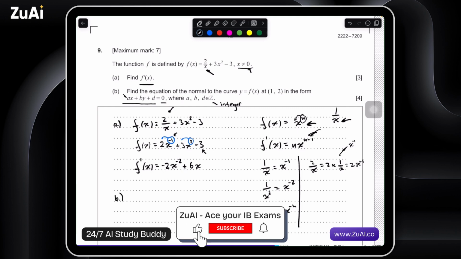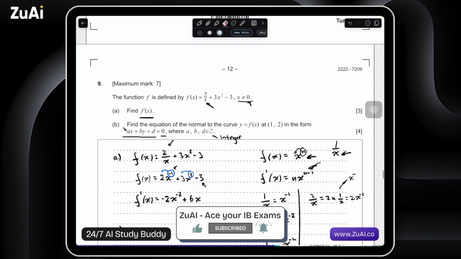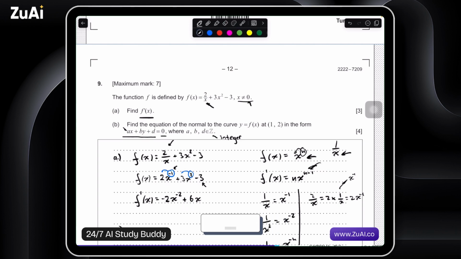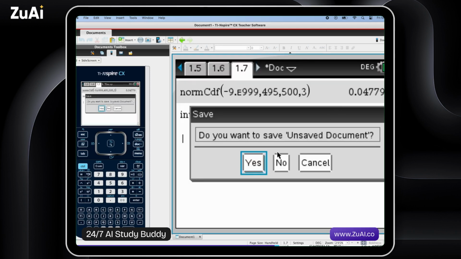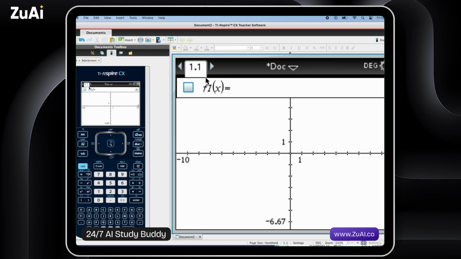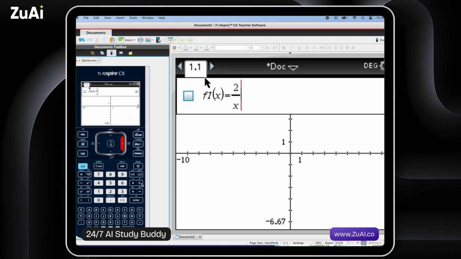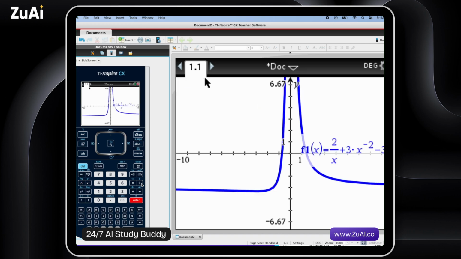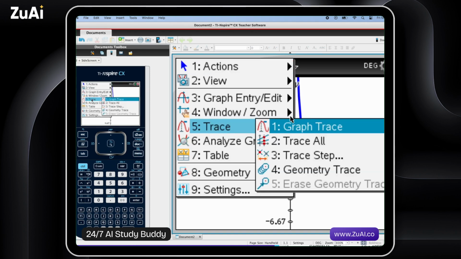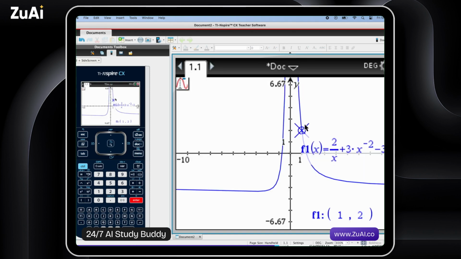Okay, so we want to find the equation of the normal to the curve. So if we have f of x, I'm actually just going to graph this to show you what it looks like real quick. So get a new window and then graph it. So here we are, 2 over x plus 3x to the negative 2 minus 3. So here's our function, and we want to find this point, 1, 2. So I'm just going to find this point when x is equal to 1, y is equal to 2. We want to find the normal to this curve.